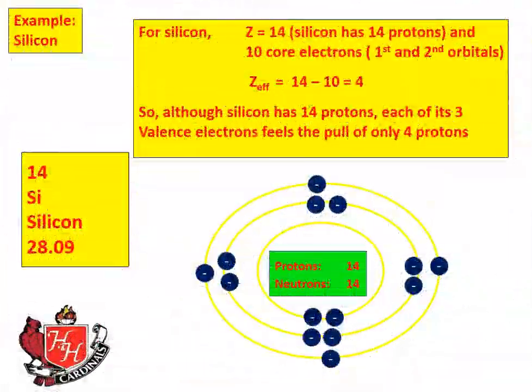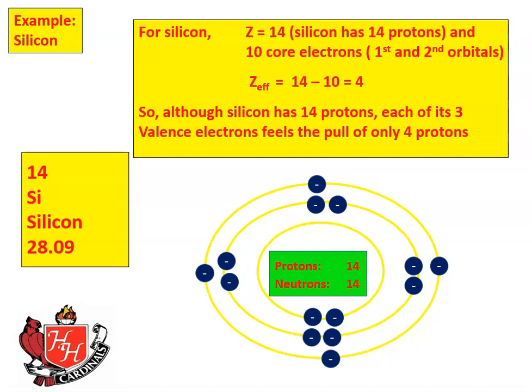All right, so let's just take another example. So silicon. Silicon has a Z number of 14 because it has 14 protons, so that's its atomic number. And it has 10 core electrons, 2 in the first orbital and 8 more in the second. That's a total of 10 that are inside of the valence orbital. So the Z effective for silicon is 14 minus 10 equals 4.